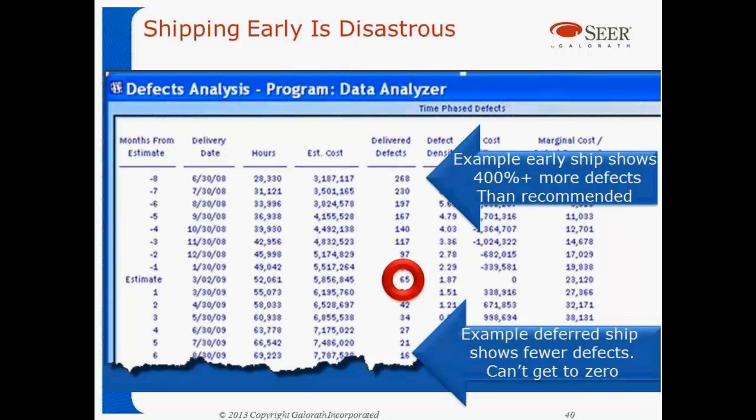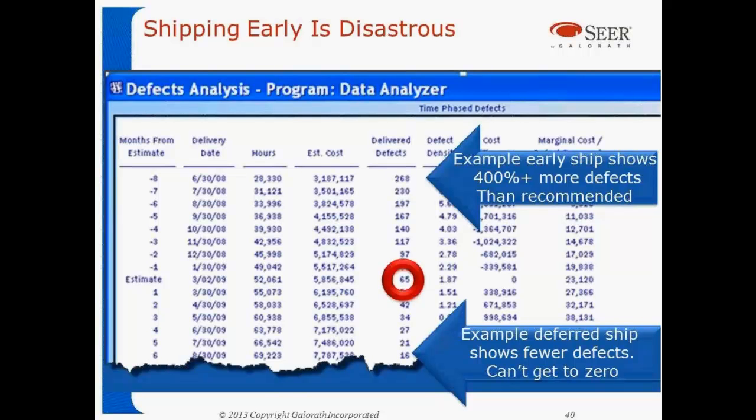Some people say, well, let's just test forever. And again, it's almost impossible to get to zero defects. In this example, and this is a small example, testing for another 6 months can reduce the defects from 65 to 16, but you can't ever test to zero. There's a point when you've got to field the system.